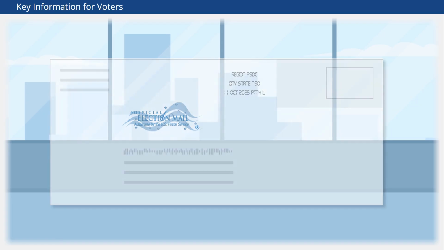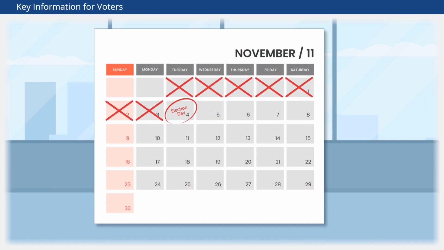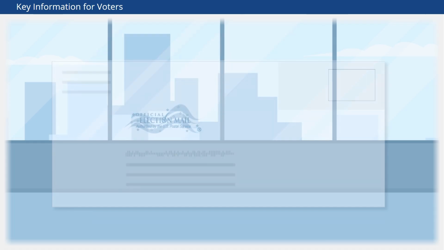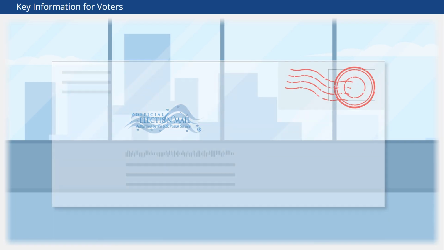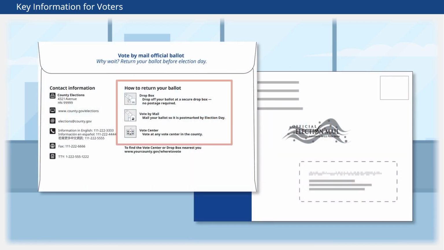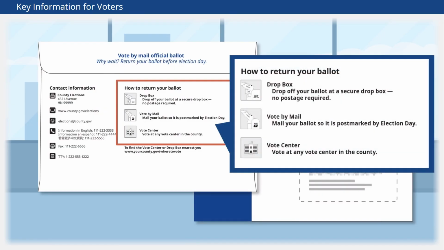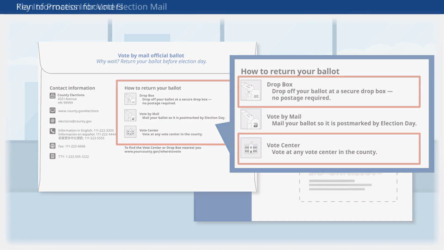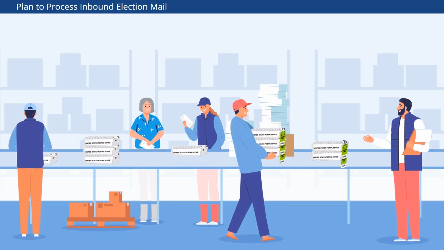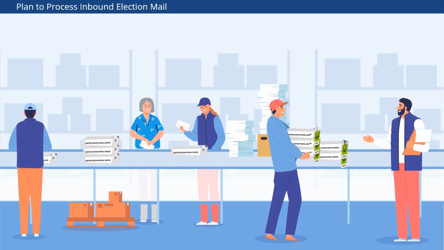The Postal Service recommends that voters mail ballots back at least 1 week before the return deadline to ensure they are delivered on time. If postmarks are a requirement in your state, remind voters they can ask postal employees to hand cancel their envelopes at their local post office. If voters have multiple options for returning their ballot, explain these options and when each one might be most appropriate. As Election Day gets closer, you may want to highlight return or voting options that don't rely on the Postal Service. Finally, make a plan to process inbound election mail safely.